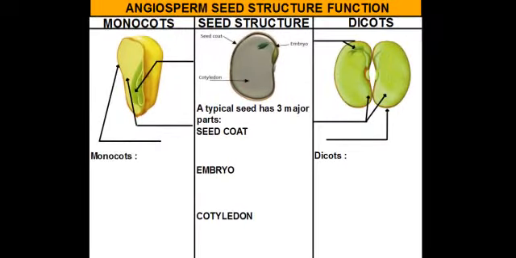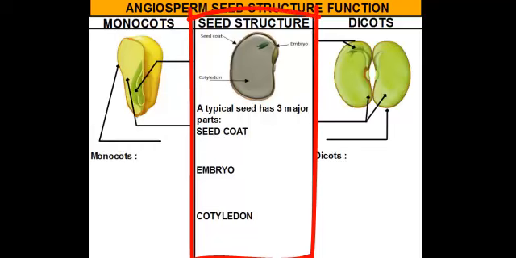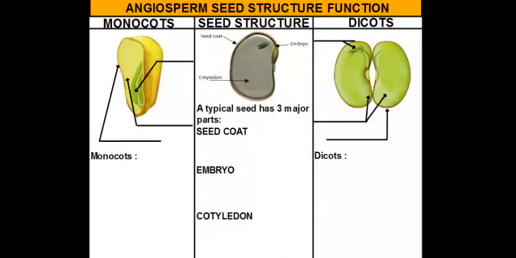So first off, I just want to concentrate on the middle section here labeled seed structure. So this is what a typical seed looks like to you and I that we normally think about when we look at and think about seeds. However, you can see that monocots here on the left have a much different look than dicots here on the right. But they do have the same structures in them. There are three main structures to a seed.